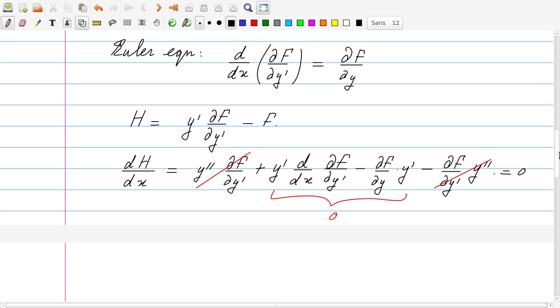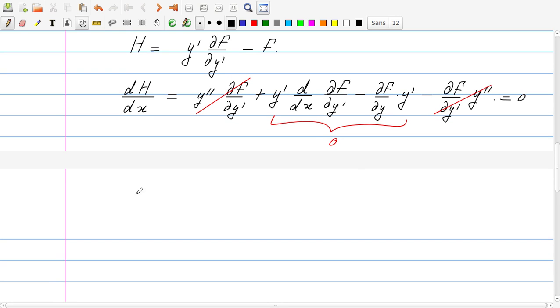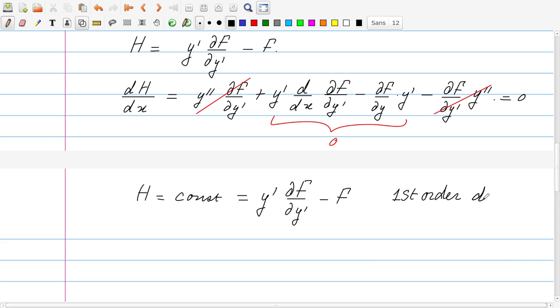And so we can indeed now use the fact that h is constant, and like we see up there, that's y primed df/dy primed minus f. And this is a first order differential equation.